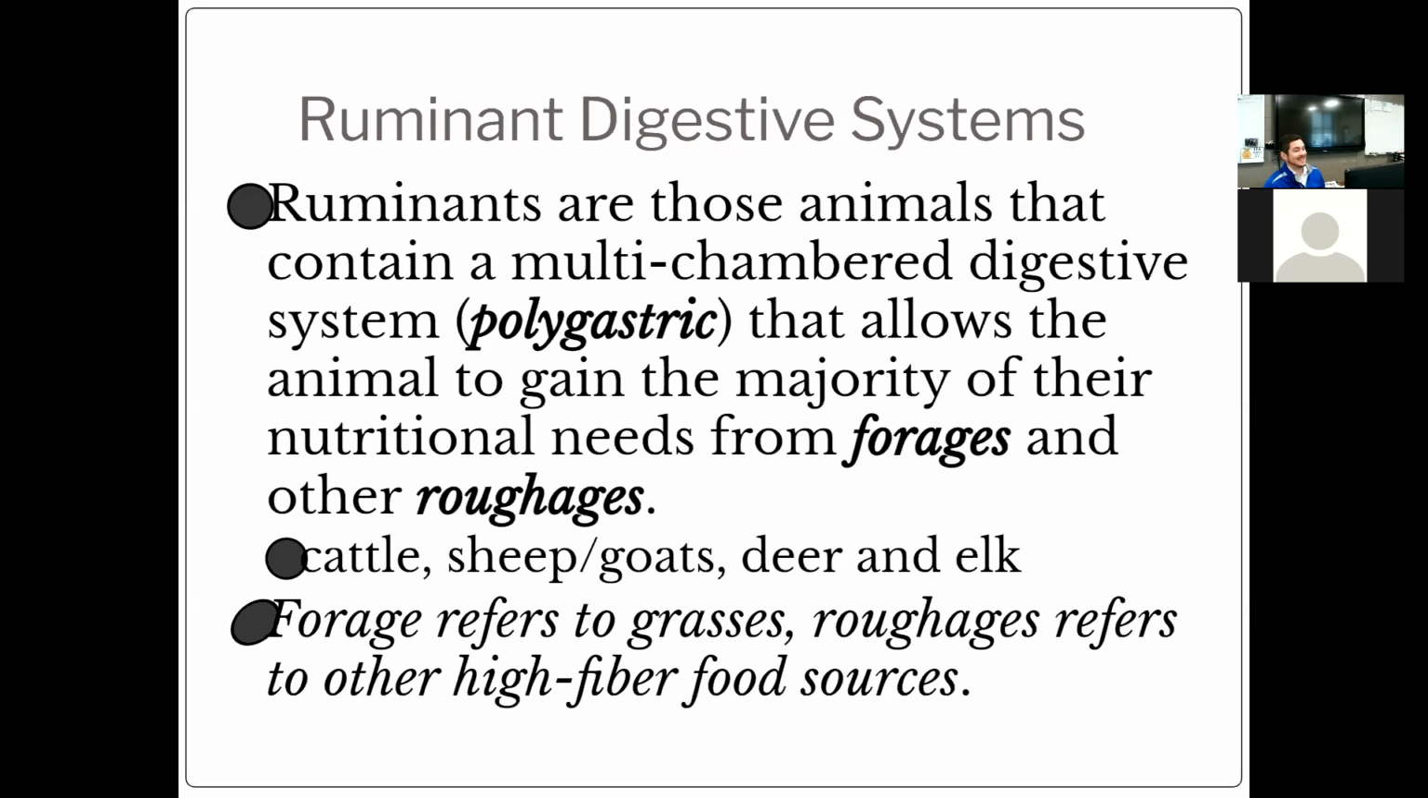Ruminants are those animals that contain a multi-chambered digestive system, meaning that they are polygastric, with poly meaning multiple, that allows the animal to gain the majority of their nutritional needs from forages and other roughages. This includes cattle, sheep, goats, deer, and elk. And for reference, forage refers to grasses, and roughages refers to other high fiber food sources.